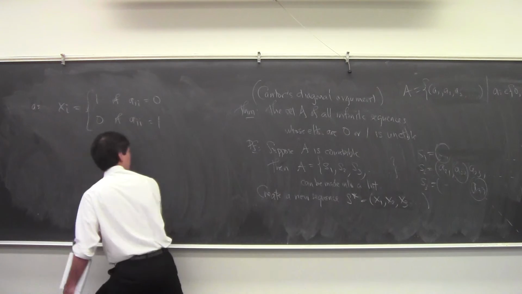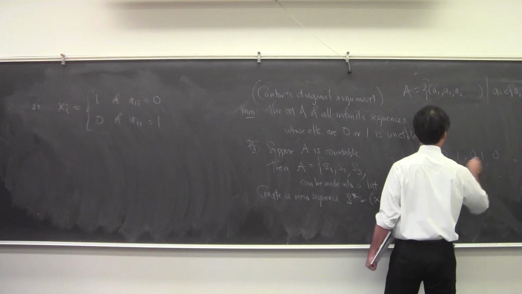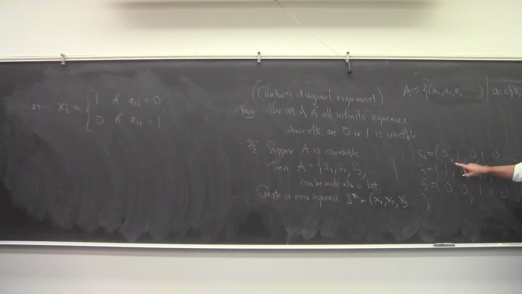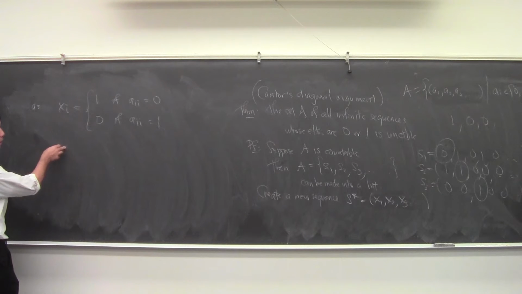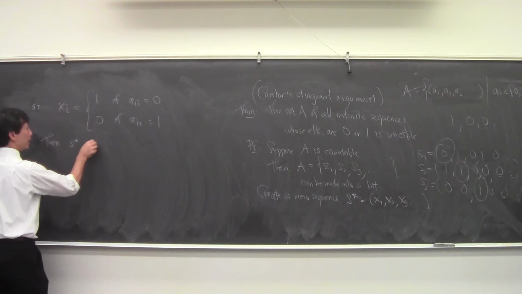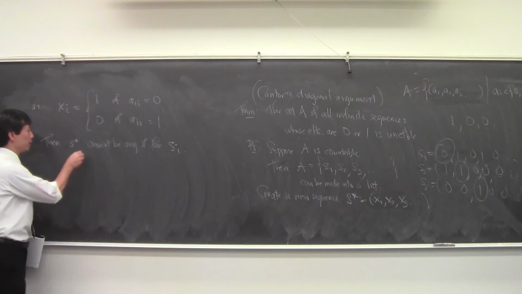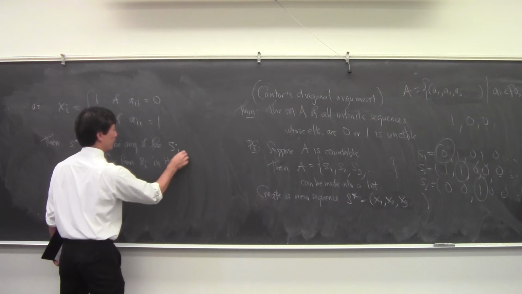So if in my list I had something like 0, 1, 0, 1, 0, 1, 1, 0, 0, 0, say 0, 0, 1, 0, 0, and so on, then the thing that I'm going to make is going to start off 1, 1, 0, 0, 1, 0, 0. It's going to differ from the first one in the first element, from the second sequence in the second element, and so on and so forth. Then S star cannot be any of the S sub i, because it differs from S_i in its ith element.